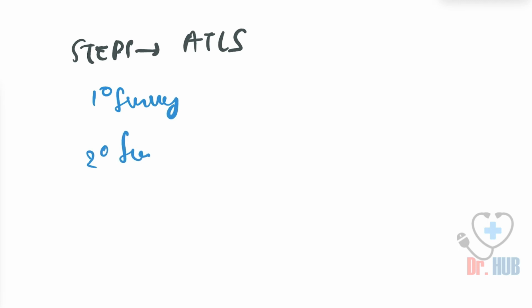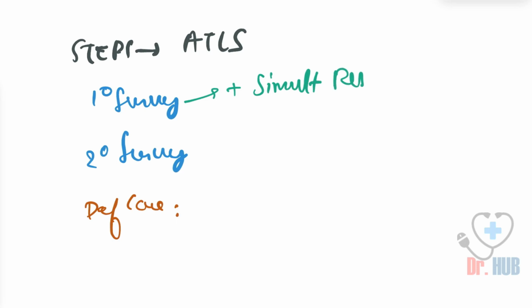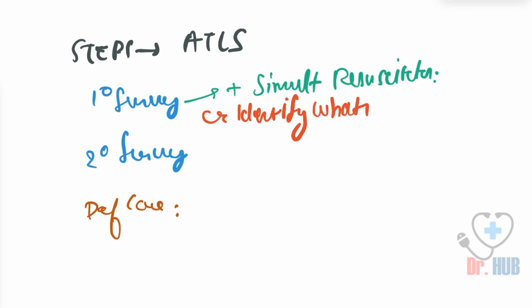Now we'll be answering our question. The question we asked was, in brief, what are the steps involved in ATLS? The steps involved in ATLS are the primary survey, the secondary survey, and the definitive care. So what about them individually? The primary survey is done along with simultaneous resuscitation, and we identify and treat what is killing the patient.